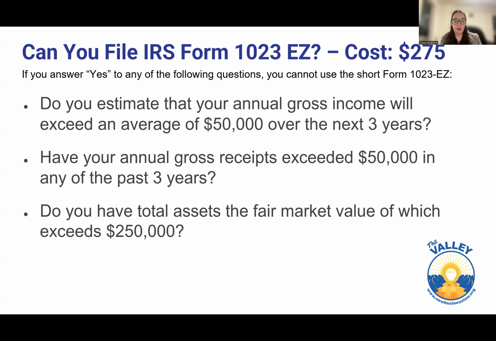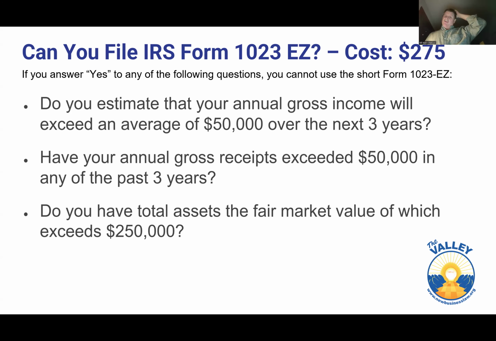So if you file the 1023 easy first, and later your nonprofit is very successful, picks up, and you're making way more than you anticipated, then you can just file the full form and pay the difference in the fees for filing those forms. And there is no penalty or anything for doing so.